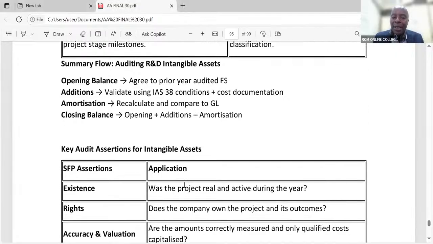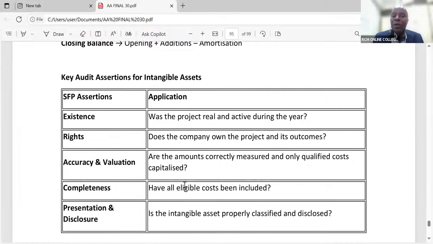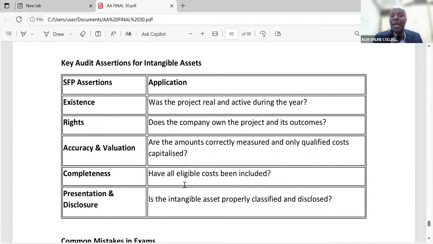Key audit assertions that I'll always remember whenever we talk of intangible assets. Existence: was the project real and active during the year? If it wasn't active during the year, then there is conmanship going on.